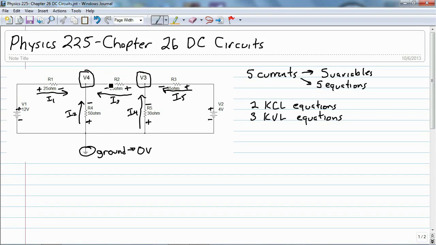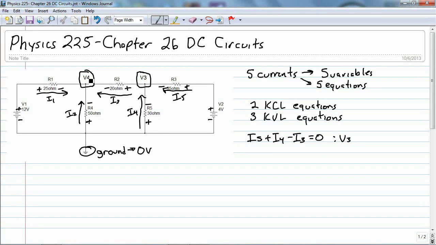So let's look at V3. I have I5 going in, and I4 going in, and I3 going out. So what's positive is what's going in, negative is what's going out. So I'm going to have I5 plus I4 minus I3 equals 0. And this is our node V3.